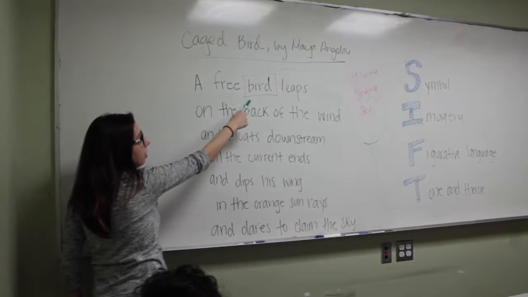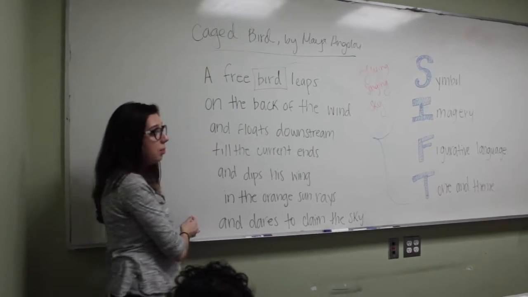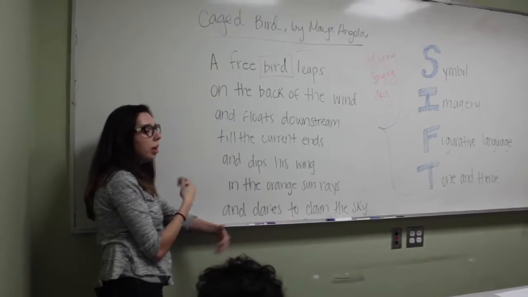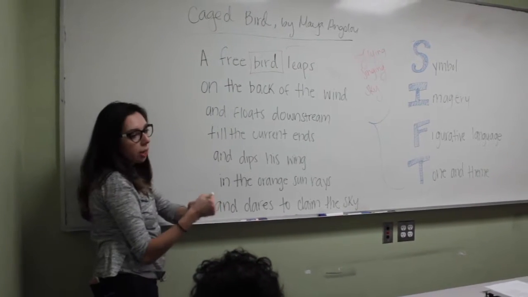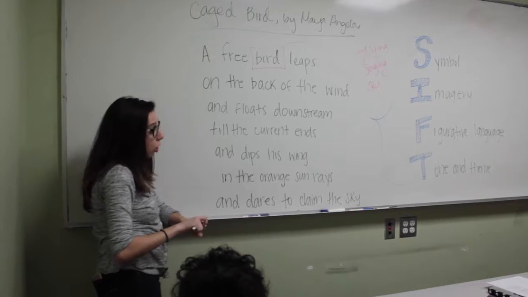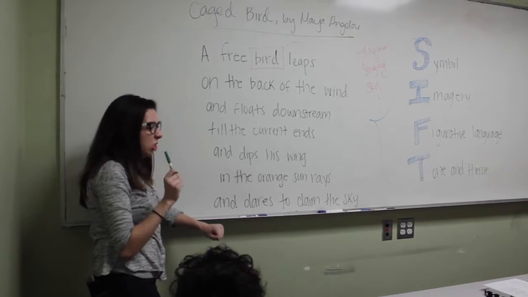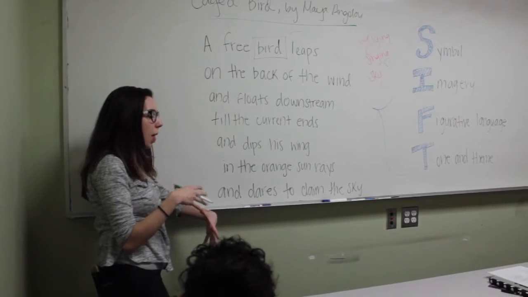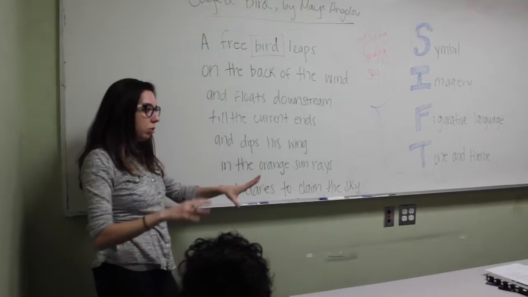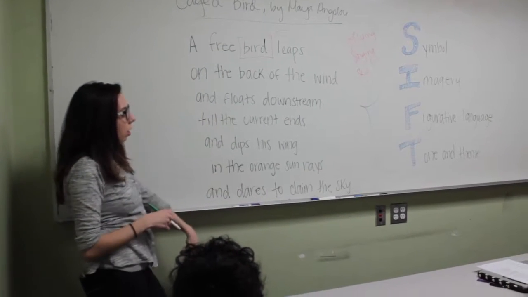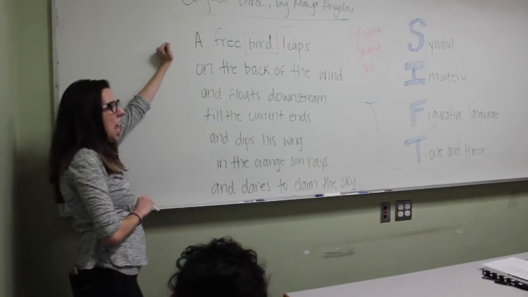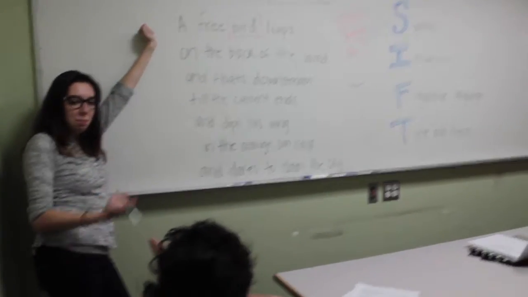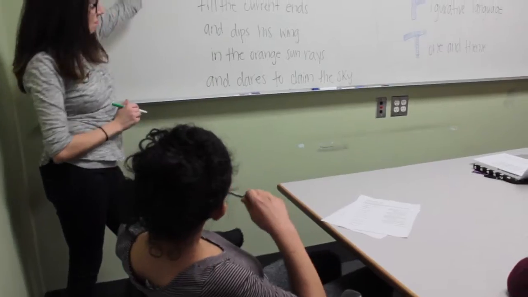Now, the bird throughout this stanza is being described with imagery and figurative language. So first, let's look at the imagery. So imagery is when you get a picture in your head, right? Like when you're reading and you can see exactly what is being described for you. It's an image. Are there any examples of imagery in this first stanza? Any ideas? Lisa? Floats downstream.